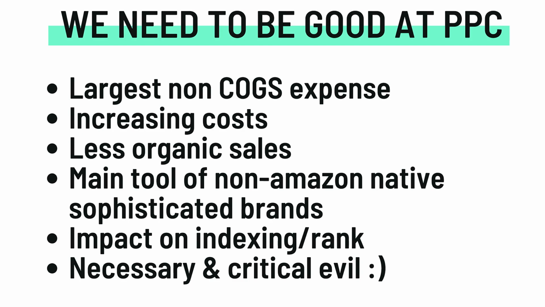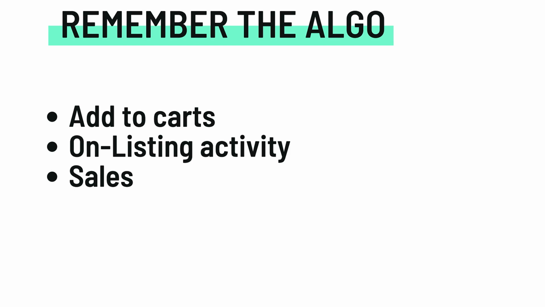As much as we dislike it, we've got to harness it, we've got to be good at it, we've got to be efficient with it, and we've got to have an effective playbook. Also remember the Amazon algorithm, right, which we've talked a lot about throughout this course. Amazon pay-per-click does these three things really well. It helps instigate add to carts, it brings people to your listing and have on-listing activity, and ultimately it's going to generate sales. All three of these things, as we know, can feed the Amazon algorithm.